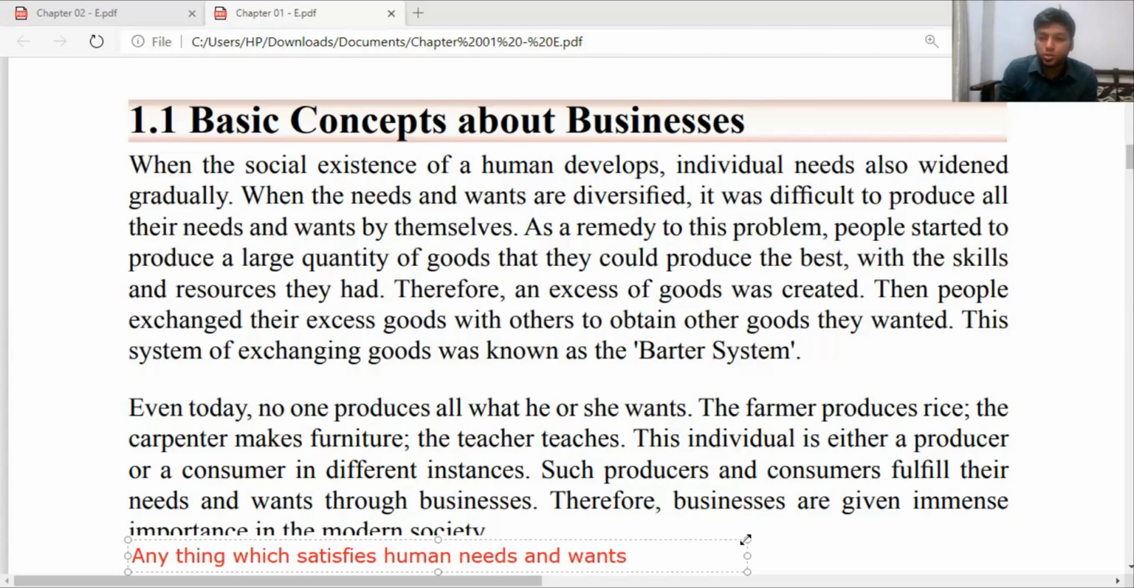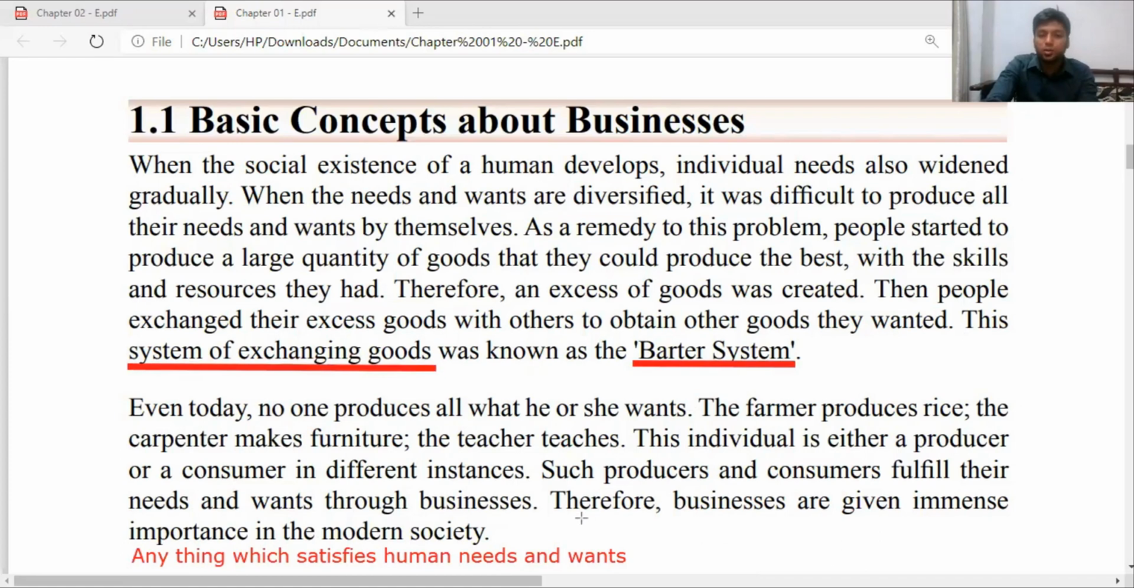Now let me move on to how business started. Business started when people had some individual needs to satisfy. This all started in an era called the barter system. This is also tested in exams, so I'm going to mark this area. You can underline it in your textbook. The barter system is about exchanging goods for goods. We say it is the system of exchanging goods.